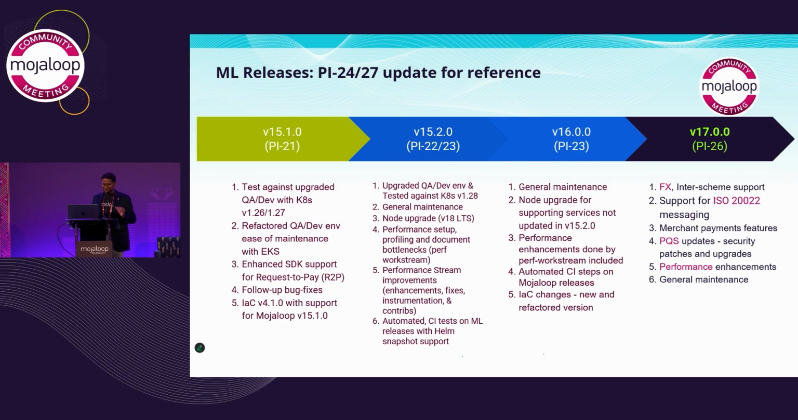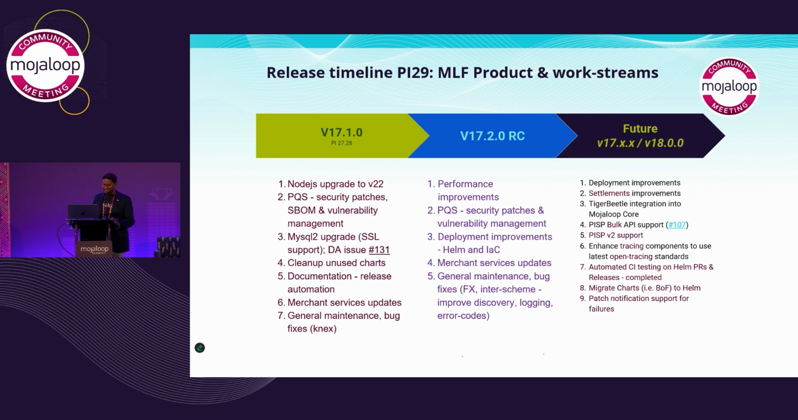A brief look, without going through the full journey: prior to 17, these are the most recent releases, version 15 onwards to 17, and you can see various enhancements there. And this is the latest view or snapshot of Mojaloop releases. Version 17.10, consolidating version 17, you can see the changes there. Node.js upgrade, quality and security updates for software bill of materials, vulnerability management. And we also talked about security related updates.